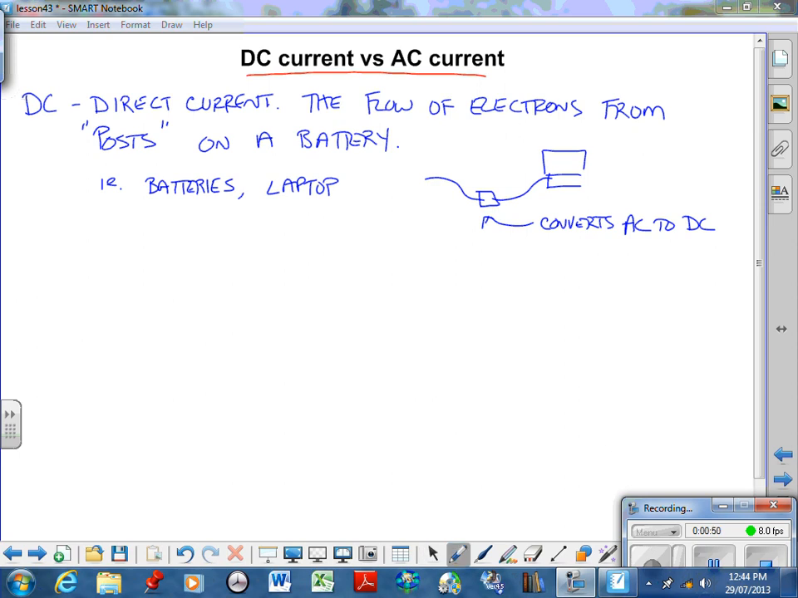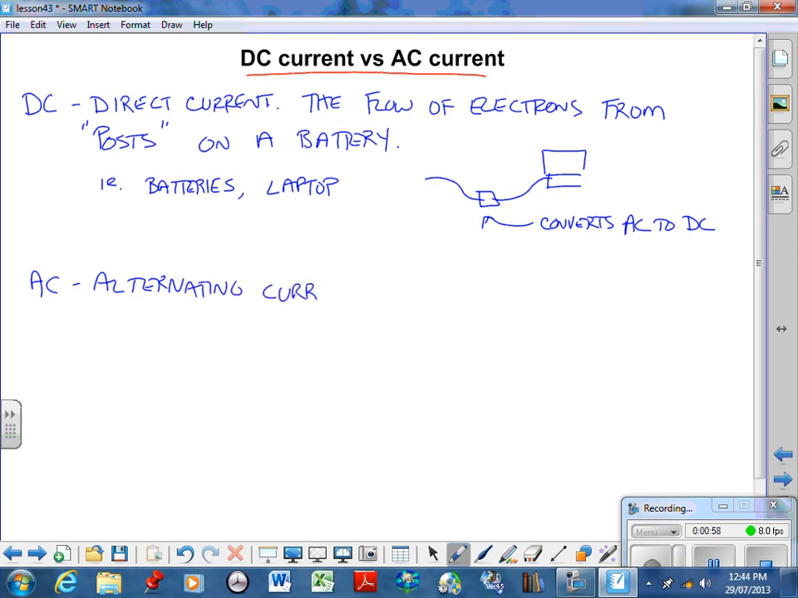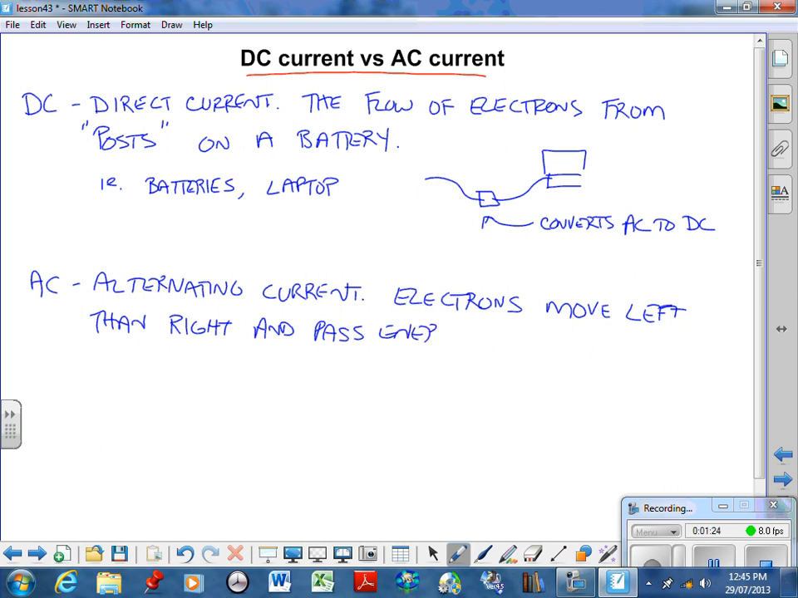Now, AC then is your alternating current. And you don't really have a flow of electrons. It's kind of a unique scenario where the electrons kind of vibrate. Electrons move, we'll say left and right just for argument's sake, left and right, and pass energy through the wire. So they don't actually flow.